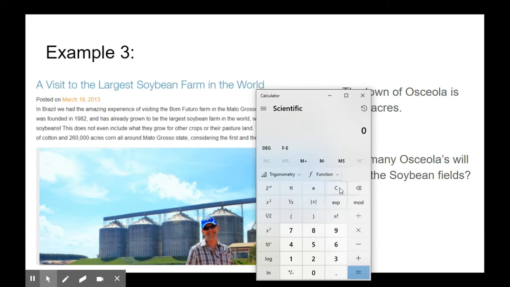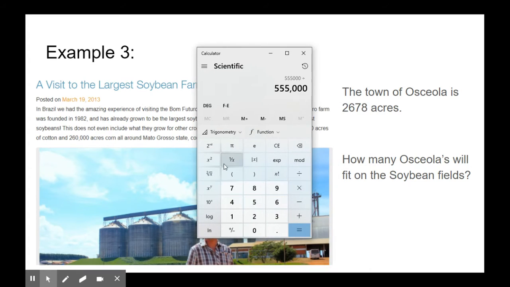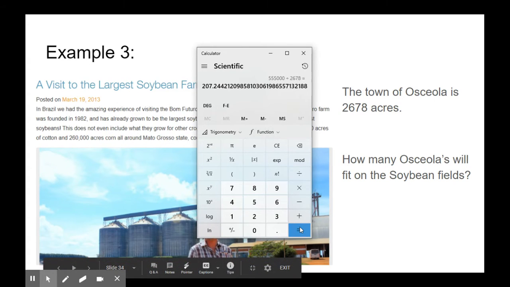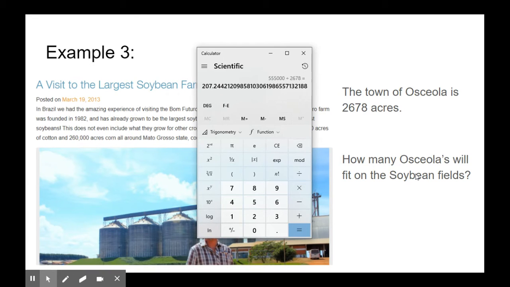Let me clear all my stuff out of here. 550,000 acres, and we're going to divide that by the size of the group, 2,678, the size that we're trying to put into it. There we go. That many acres. Enter. 207.24 Osceolas would fit on those soybean fields.